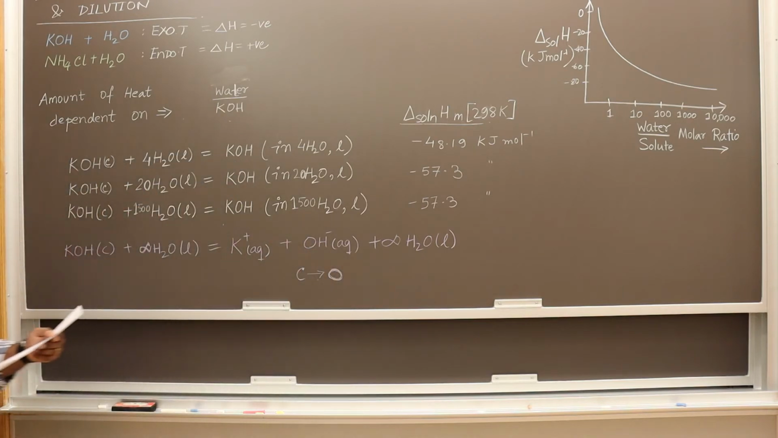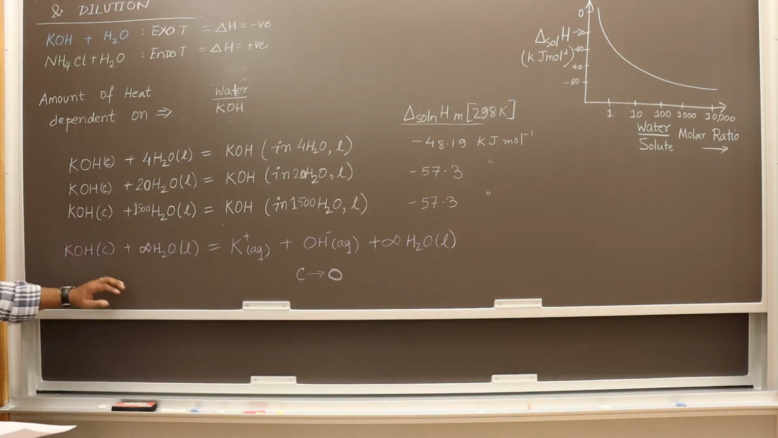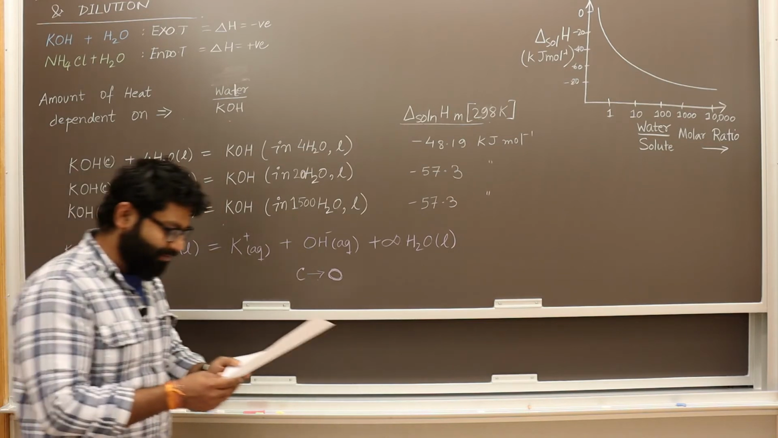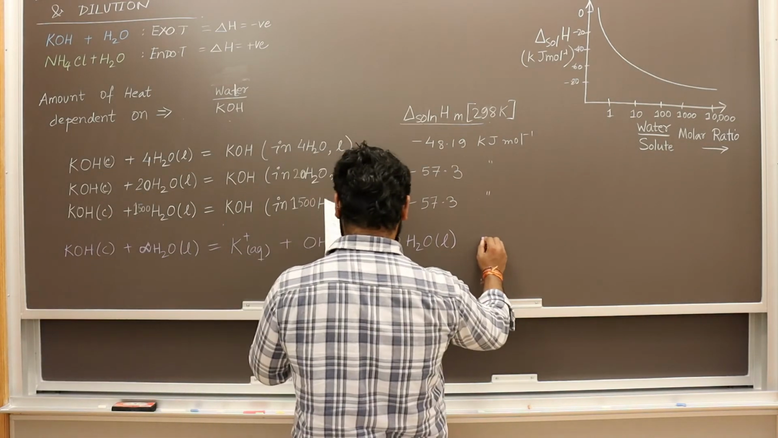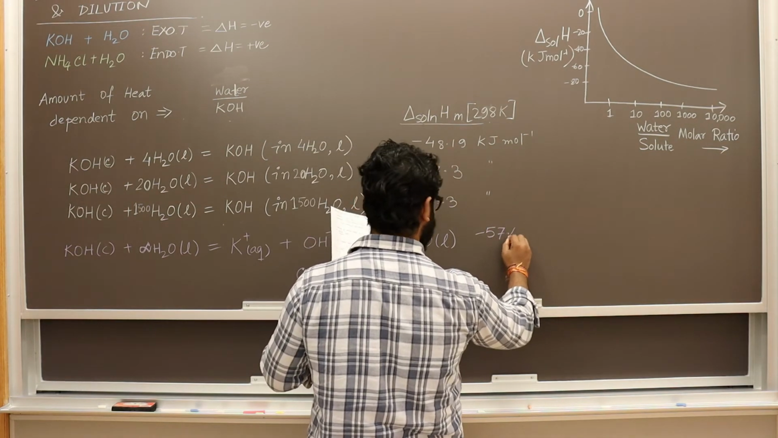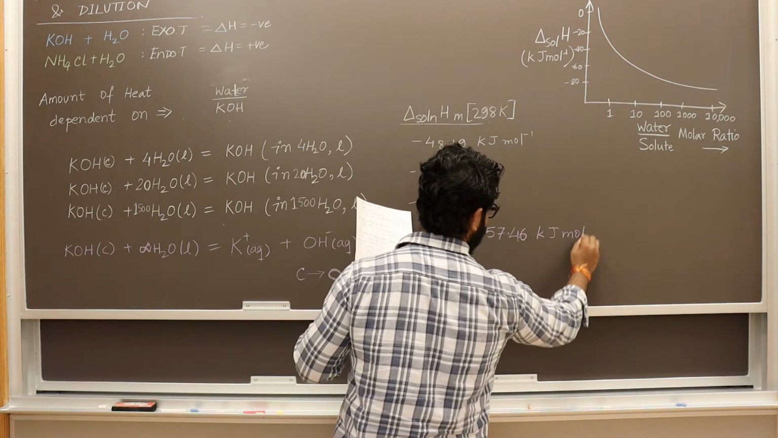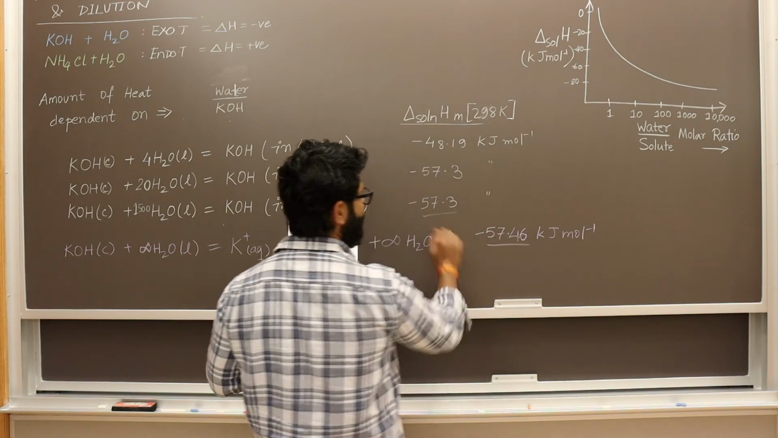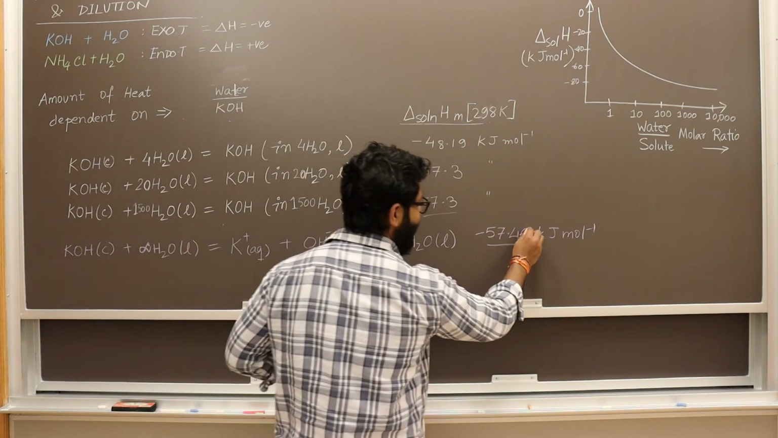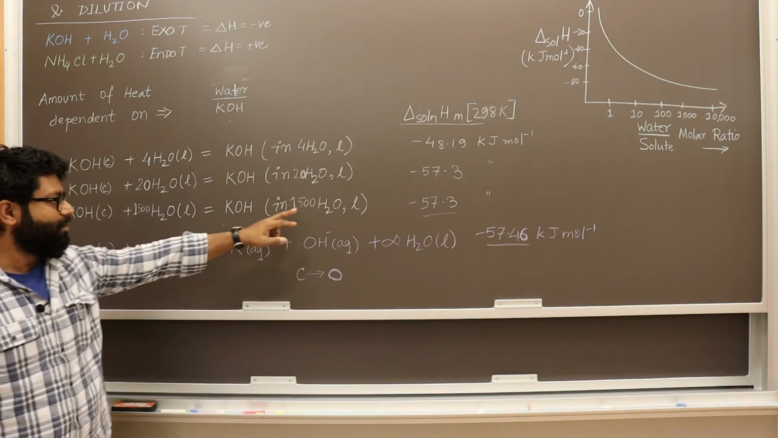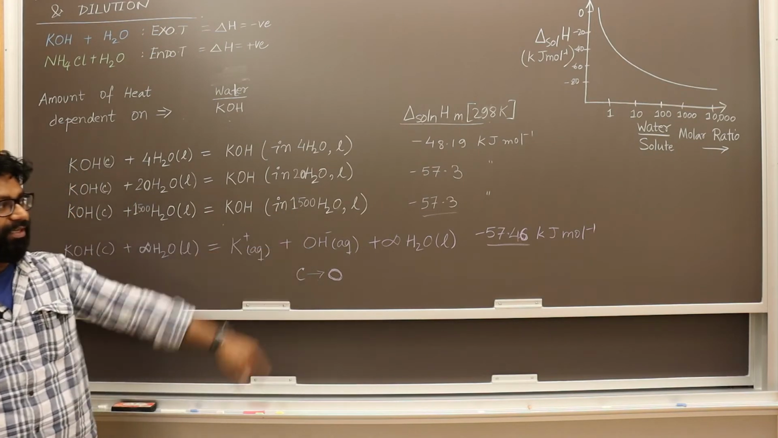So in this special case, when you have an infinitely dilute solution, okay, when will you have an infinitely dilute solution? When you have infinite amounts of water. So when you have an infinitely dilute solution, the delta H of this reaction was minus 57.46 kilojoule per mole. Now you see, it's not too big of a difference, but there's still a difference in here, okay? It's slightly larger in magnitude, right? So a slightly higher amount of heat was released even when you had 1500. When you went to an infinite dilution, you increased the amount of heat.